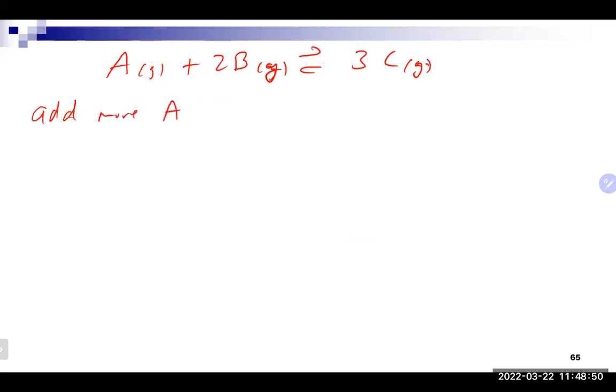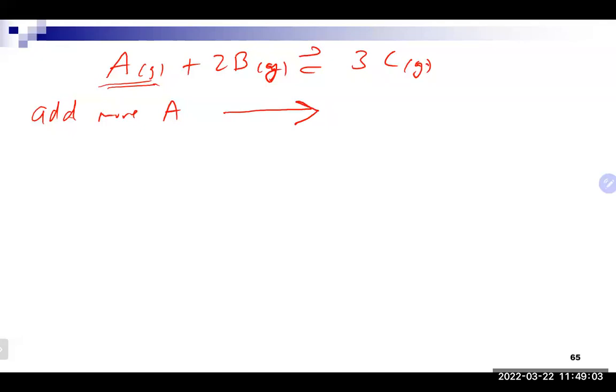Okay. So, if we had something like A + 2B goes to 3C, and in this case, if I added more A, which way should it go? Yeah, so we added A, which is a reactant. So it's going to cause the equilibrium to shift away from it and make the product side.